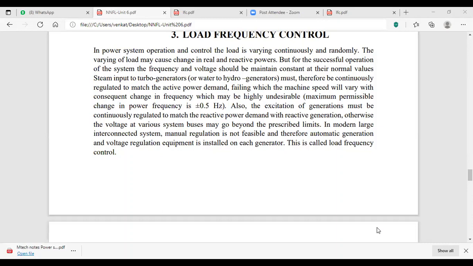So you need to monitor the frequency at the generation end as well as regulate the voltage, in order to meet the active power demand as well as the reactive power demand. So this process of controlling or monitoring the frequency and voltage is known as load frequency control.